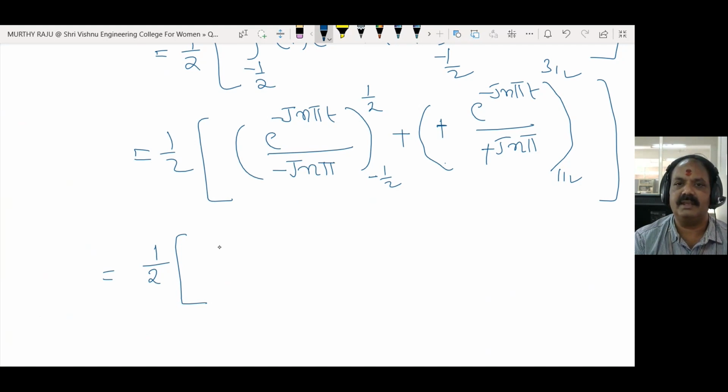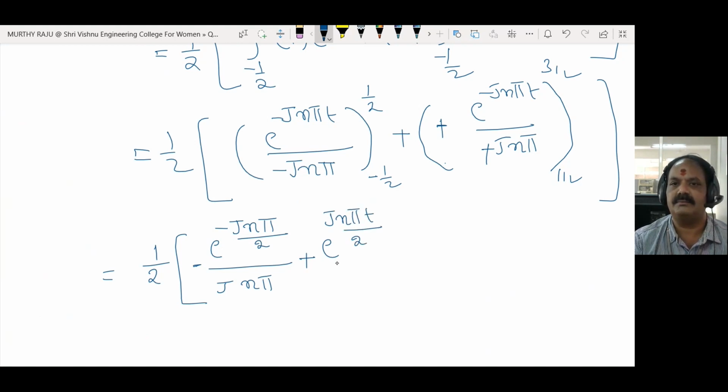Here 1 by 2, e power minus j n pi by 2, minus, here minus j n pi. This is when the upper limit is substituted. Now for the lower limit, minus of minus plus e power minus into minus plus j n pi t by 2 j n pi.